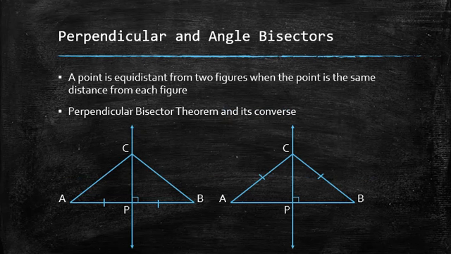We are introduced to the word equidistant. A point is equidistant from two figures when the point is the same distance from each figure. For example, point C is equidistant from point A and point B because it is the same length away from point A and point B.